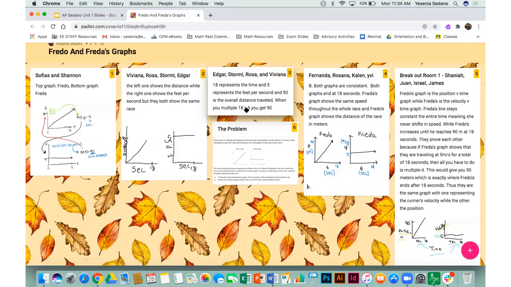Now let's see if there are any that show how the one on the left-hand side verifies Frito's graph.